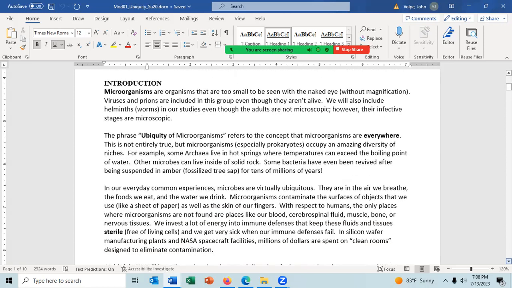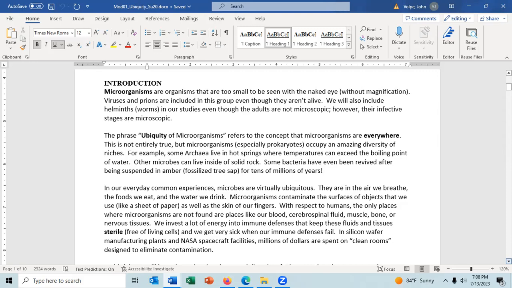All right. Microorganisms are organisms that are too small to be seen with the naked eye. This does include viruses and prions, which are put in this group, even though they're not really organisms. They do not have cells. You could even argue, are they alive or not? Or at least viruses. We're also going to include helminths in this group because microbiologists have studied helminths, and the adults of the helminths are usually not microscopic.